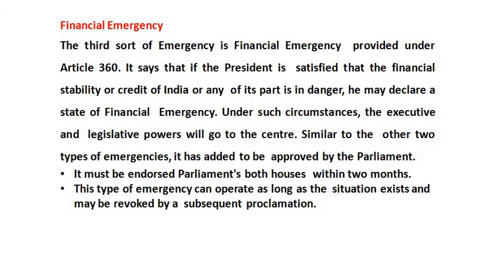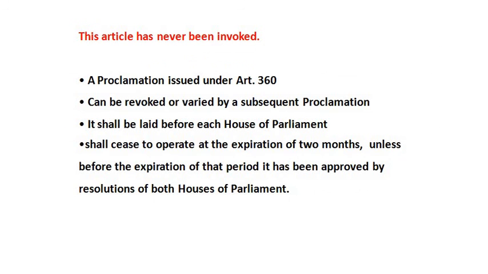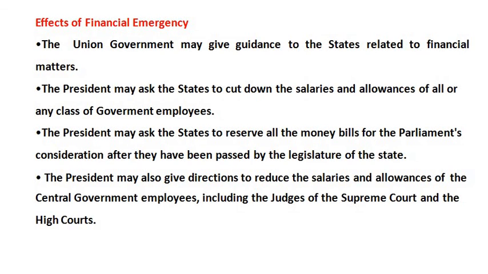Similar to the other two types of emergencies, it has to be approved by the Parliament. It must be approved by both the Houses of Parliament within 2 months. This type of emergency can operate as long as the situation exists and may be revoked by a subsequent proclamation. This article has never been invoked. That means the financial emergency has never been in action in India so far. A proclamation issued under Article 360 can be revoked or varied by a subsequent proclamation, as we discussed earlier as well. Then the effects of the financial emergency.